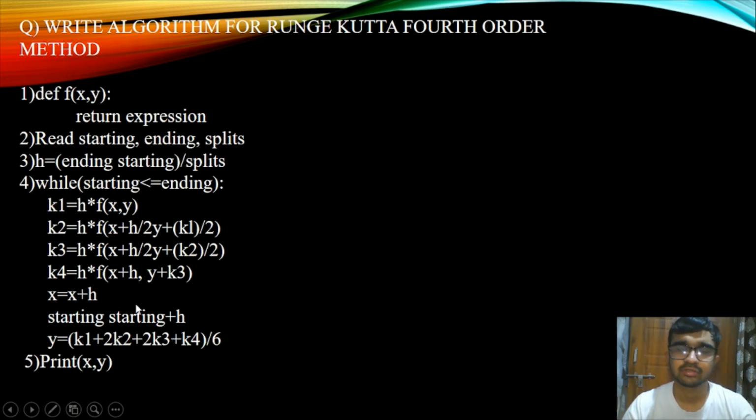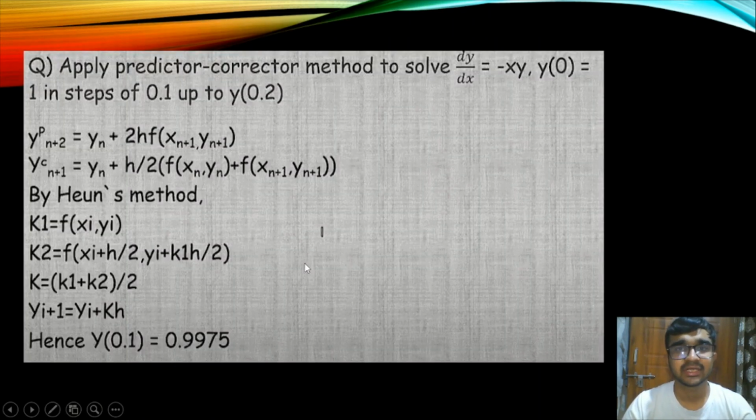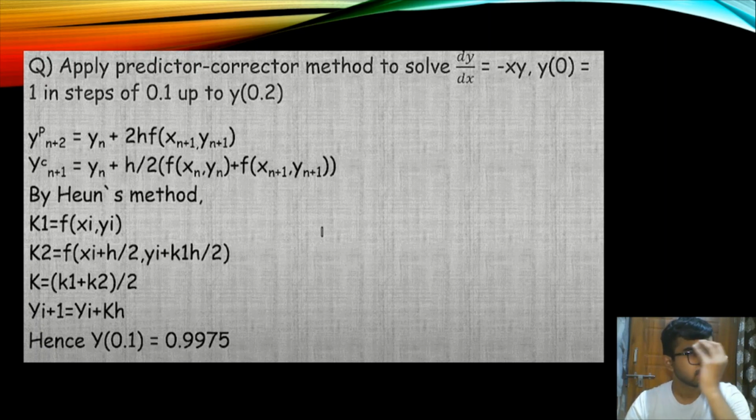This was also a quite simple algorithm. Now let's move forward to our next question, that is, apply the predictor corrector method to solve dy by dx equals minus xy, y0 is given as 1, in steps of 0.1 up to y(0.2). So we have to simply find the value of y(0.2) in steps of 0.1, and here we are given y0 equals 1.